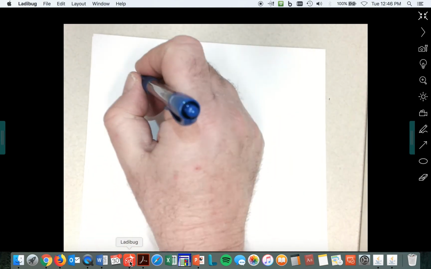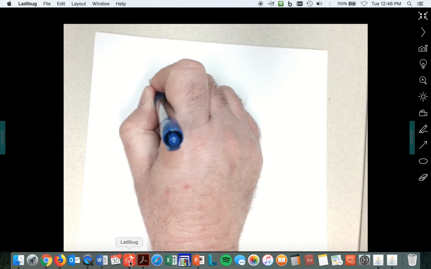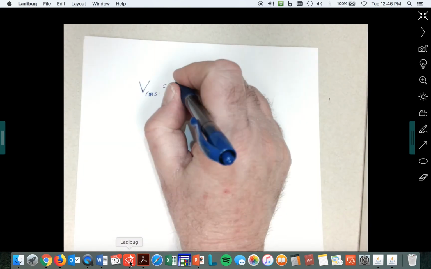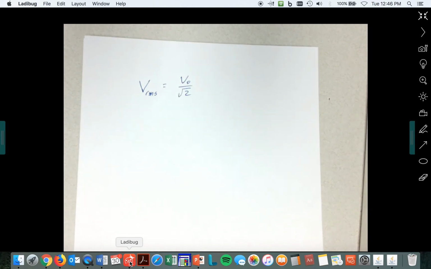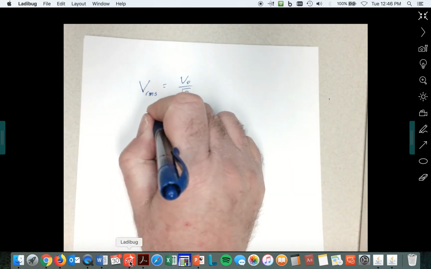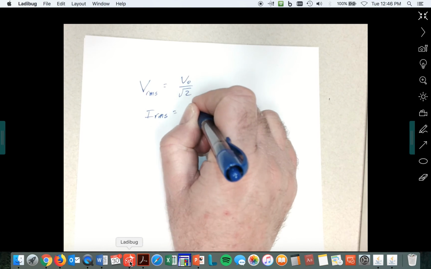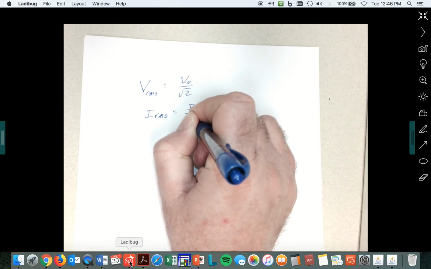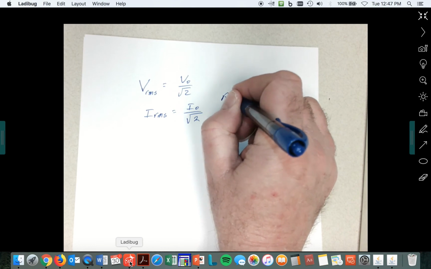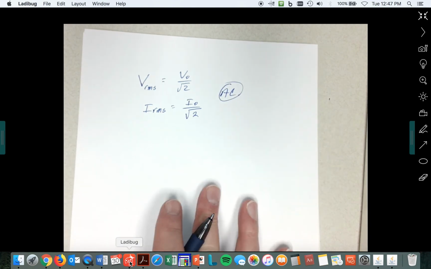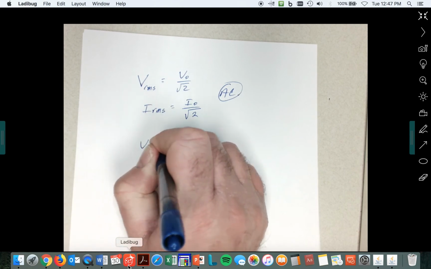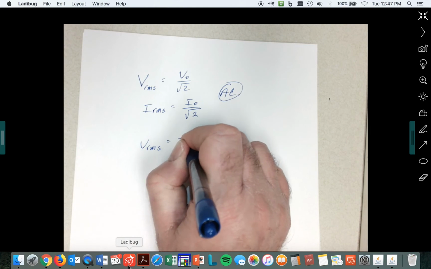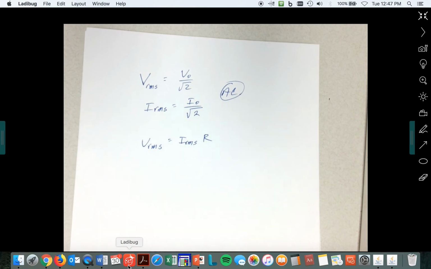VRMS is equal to V naught divided by the square root of 2. That's all we're saying. IRMS, the root mean square current, is equal to I naught divided by the square root of 2. And this is only for AC, alternating current. And then the equations still are valid. VRMS is equal to IRMS times the resistance. Resistance is always constant.